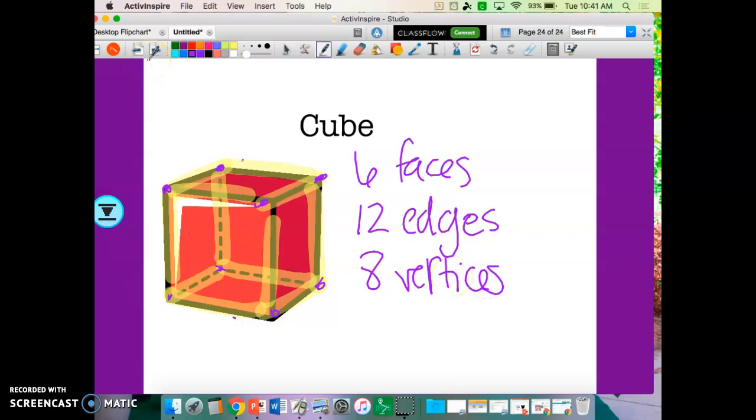All right, I hope this has helped you to be able to help your child identify how many faces, edges, vertices are in 3D shapes, what our 3D shapes are, how many sides and angles our 2D shapes have, what those 2D shapes are. If you have any questions, just let me know.